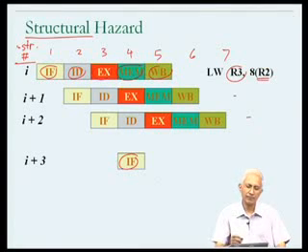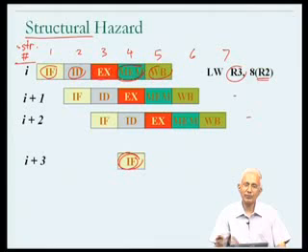Nothing could go wrong. But let's think a little bit about what is happening as far as instruction I and instruction I plus 3 are concerned. Instruction I, the load word instruction, is doing a memory operation, which means that it is using the cache in cycle number 4.